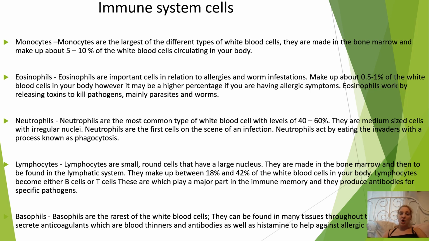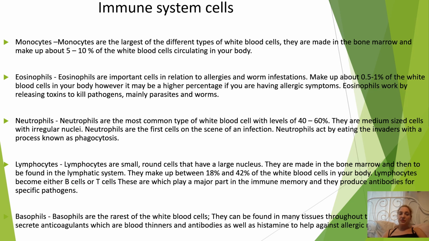Eosinophils. These are important cells in relation to allergies and worm infestations. They make up about 0.5 to 1% of the white blood cells in your body. However, it may be a higher percentage if you are having an allergic reaction. They work by releasing toxins to kill pathogens, mainly parasites and worms.